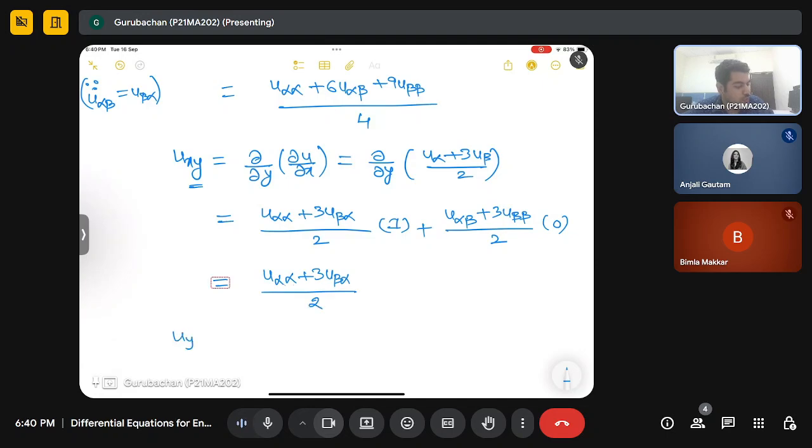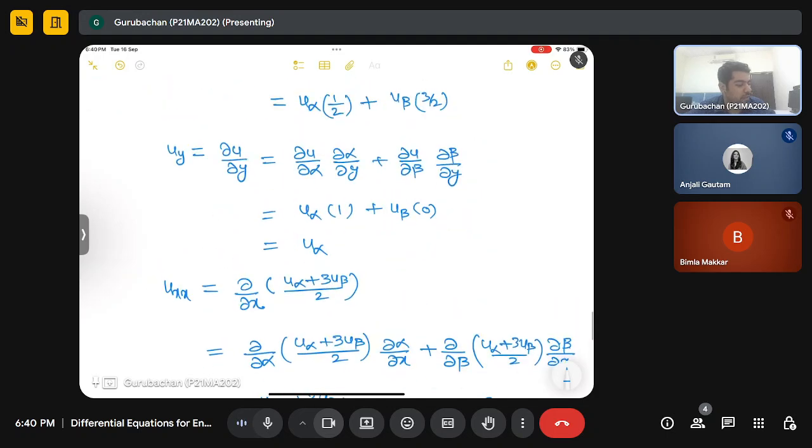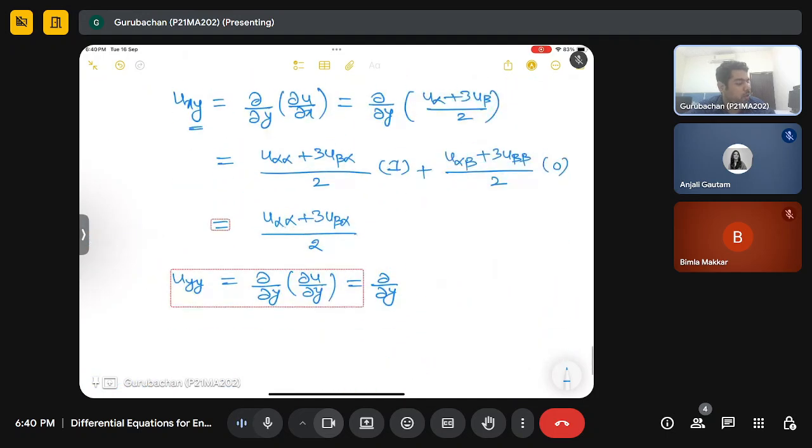Now you have to only calculate uyy, that is del by del y of del u by del y. And what is the value of del u by del y in terms of alpha beta? It is nothing but exactly u alpha, since beta has no terms of y. So this will again give you u alpha alpha and del alpha by del y, that is 1, and del beta by del y is 0, so we don't need to write the second term.